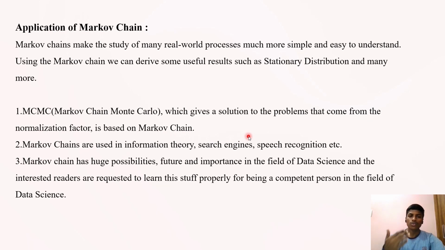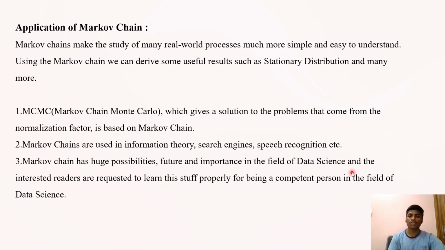The Markov chains are used in information theory, search engines, speech recognition, etc. This chain has many possibilities in the future and is an important field for those looking at data science, who can go through the Markov chain and the Markov chain probabilities. As we have seen, it is also used in information theory, where information is stored in data, and this data can be accessed or manipulated through various techniques. One of the techniques is using the Markov chain.